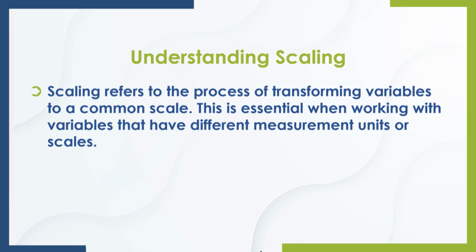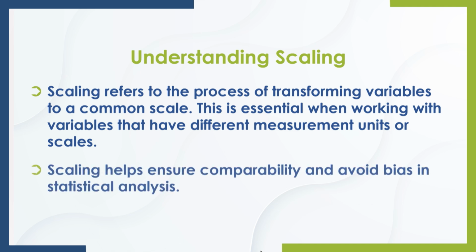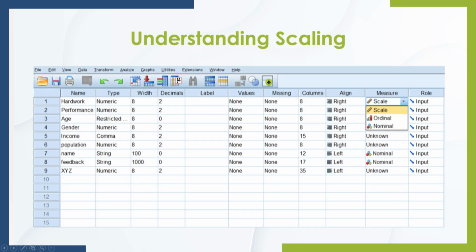In SPSS, there are three different scales available. One is nominal, another one is ordinal, and our last one is scale. The scaling helps to ensure comparability and avoid bias in statistical analysis. Understanding scaling. Here the SPSS spreadsheet will look like this. Here in the measure column we may see the three types of scales. One is scale, another one is ordinal, another one is nominal scale.